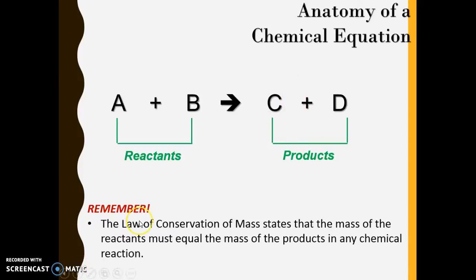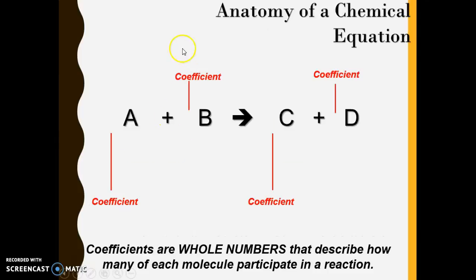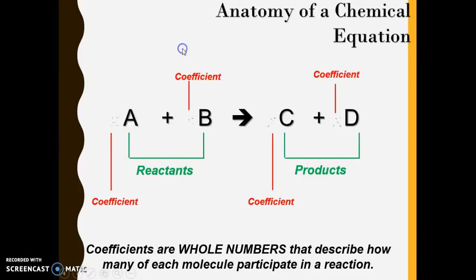If you can remember from the last class, the law of conservation of mass states that the mass of the reactants must equal the mass of the products in any chemical reaction. So how does that apply to you? Well, we are going to use what are called coefficients to make sure that the number of elements that we have on the left side are the same as the number of elements that we have on the right side. So if we have 2 oxygens that we're putting into a chemical reaction, in our products we need to see 2 oxygens somewhere. So that's how we use those coefficients.